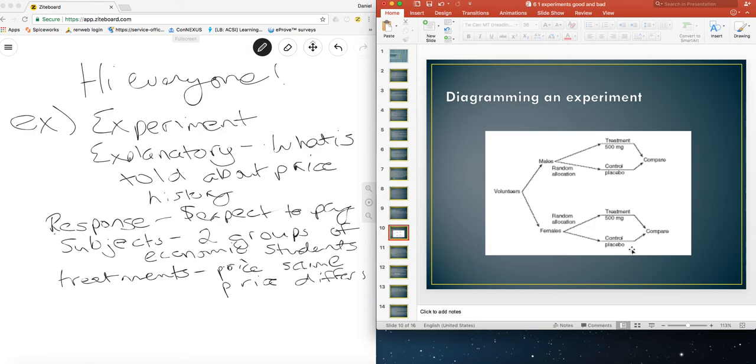And then what we always do at the end of a diagram of an experiment is we draw lines and we write the word compare. And that's just letting us know that these are the things that we're actually going to be comparing between each other. Notice that on this line I write what the treatments are. This is 500 milligrams and this is placebo. Same thing the females get.